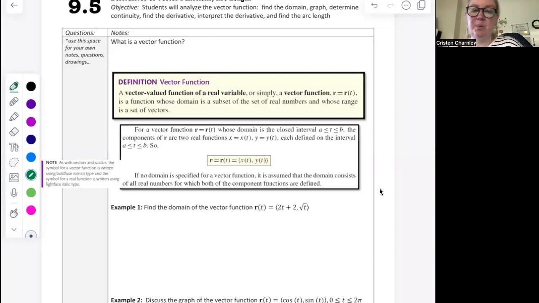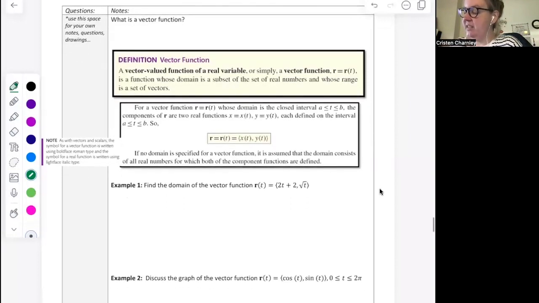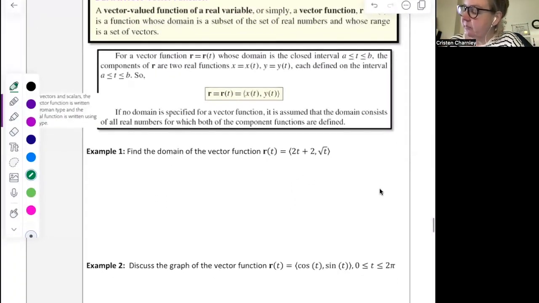So that takes us right to example 1. Find the domain of the vector function r of t equals angled bracket 2t plus 2, comma, root t. So if we just want to remind ourselves which piece is which, your x component is going to be 2t plus 2, and your y component is going to be the square root of t. So this goes back to domain and range, just like in algebra. Well, if I look at 2t plus 2, there are no restrictions on that. t can be any real value. So for this set, t can be any real value. You can tell me negative infinity to infinity, whatever you want there.